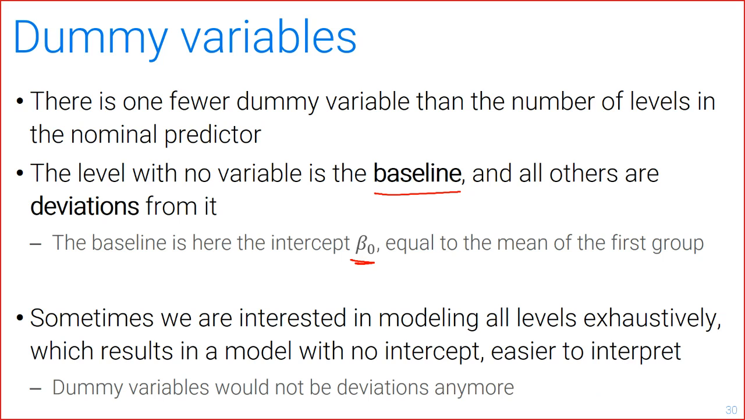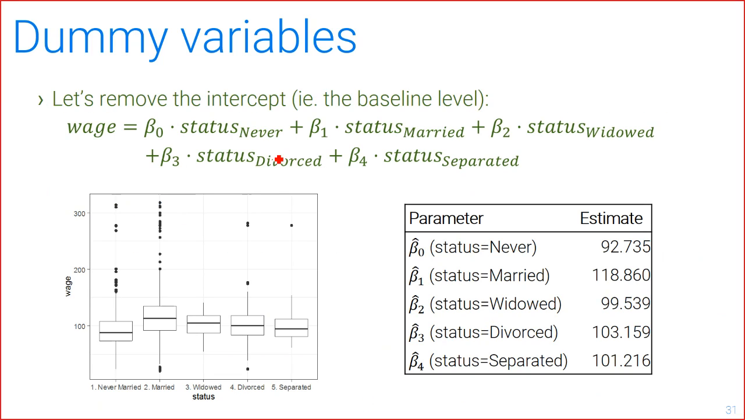It's just easier to interpret, and we do it by removing the intercept, by removing the beta 0. So now the dummy variables would not be deviations anymore. It's just a model like this, in which you see the first coefficient is going to be attached to the first group. It's not going to be an intercept on its own. It's going to be the coefficient for the first category. And you see it's going to be essentially the same thing, 92.7. That's what we were measuring earlier.